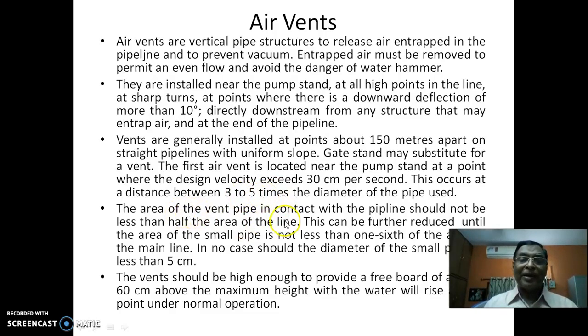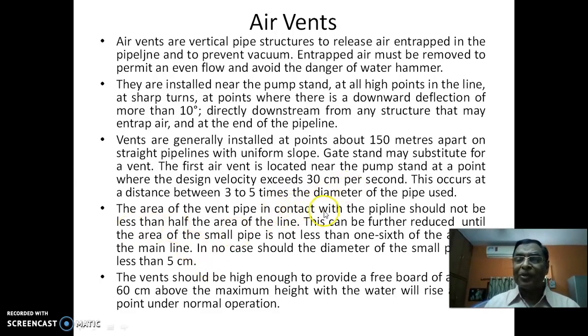The area of the vent pipe in contact with the pipeline should not be less than half of the area of the line. Suppose a pipe is in contact with the main underground pipeline. So how much should this air vent pipe be? It should not be less than half of the area of the line.